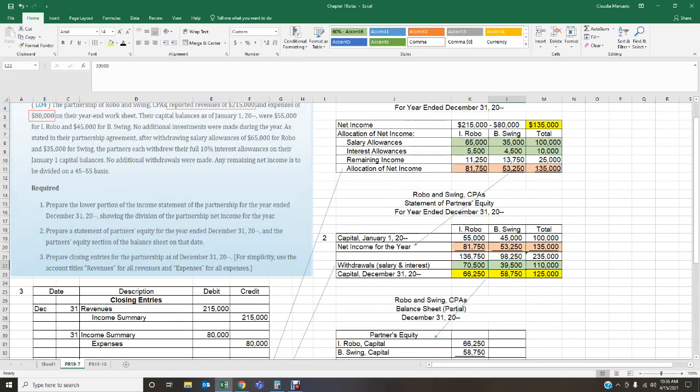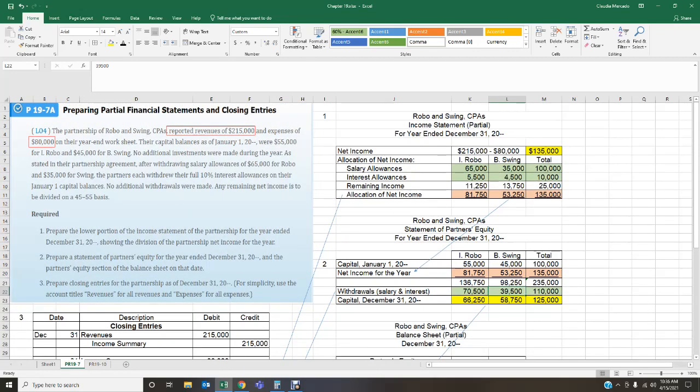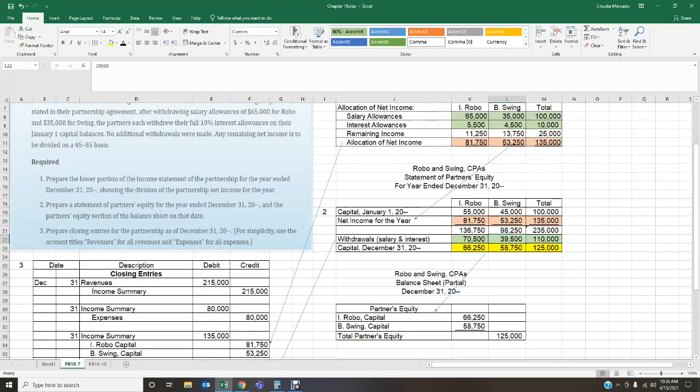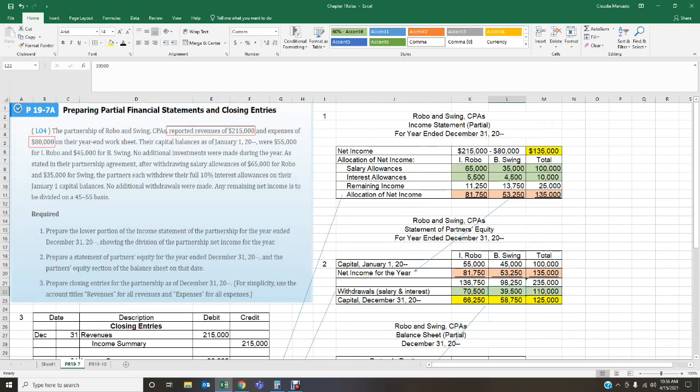So those are my 3 requirements for this problem. I love this problem because it takes you through the flow of distributing the net income to each of the partners, figuring out the ending capital for each of the partners, and then of course doing the closing entries based on the information provided. So that is problem 19-7.